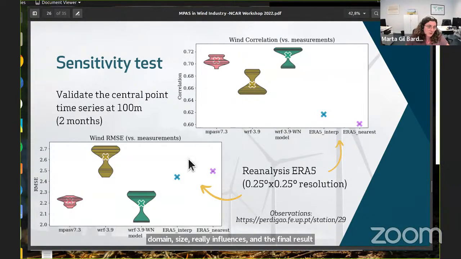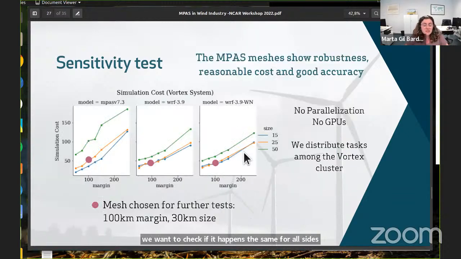We see the same behavior with the root mean square error. And another very important detail, of course, is that the WRF with nudging seems to perform the best in both cases, but followed very closely by MPAS, whereas WRF is lagging behind. And this is very interesting for us, and something that we want to check if it happens the same for all sites. So that's where the benchmark validation that I'll explain later will come. Right now, what we did with that was already decide that we could use one of the smallest meshes with 100-kilometer margin and 30-kilometer size to be our test case.